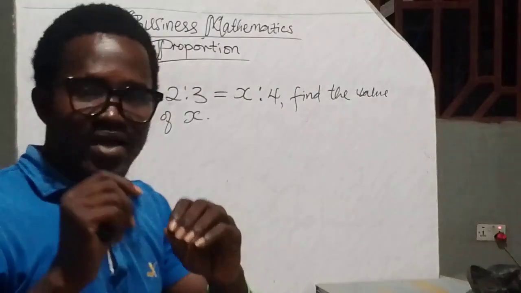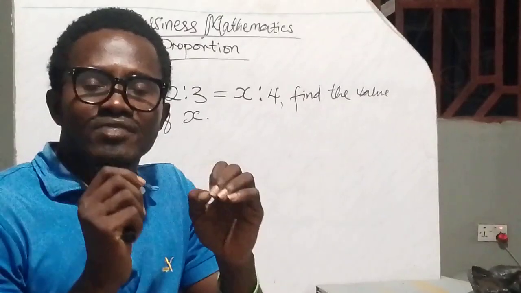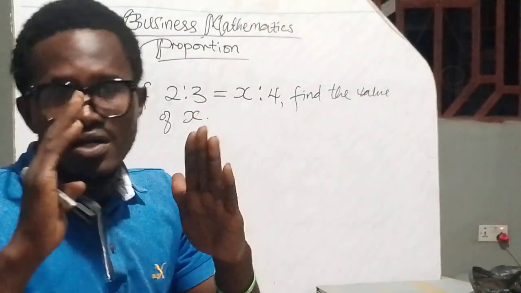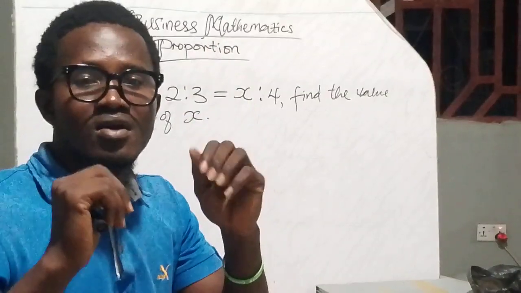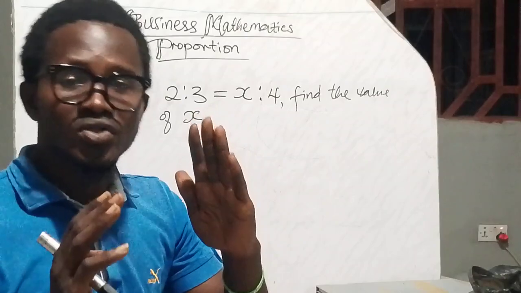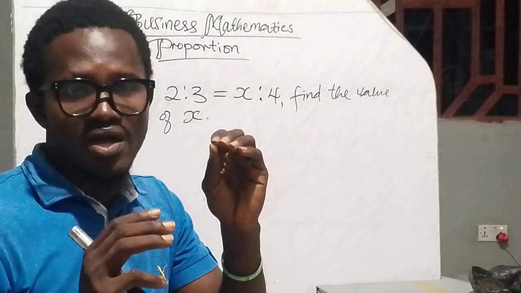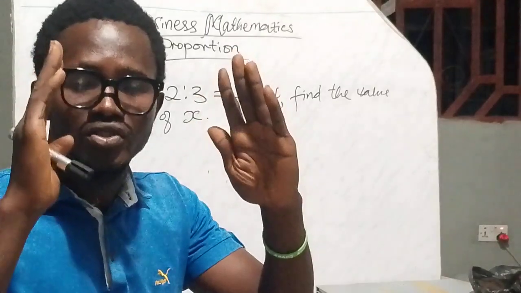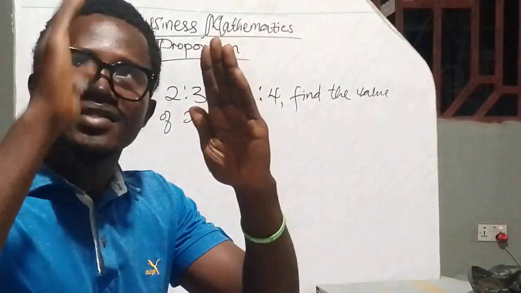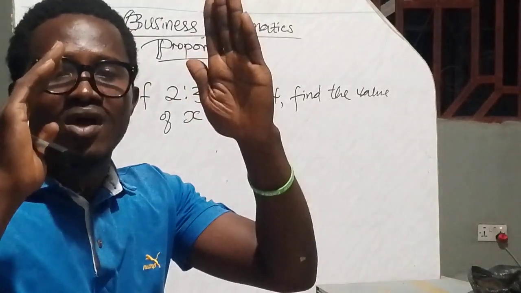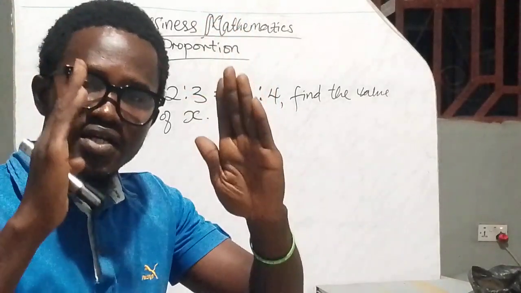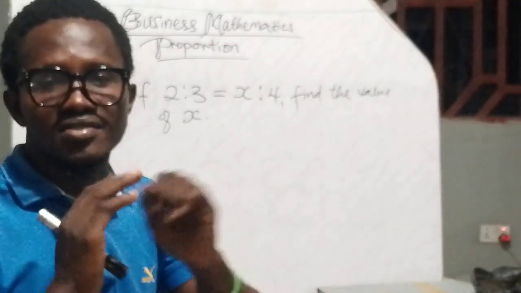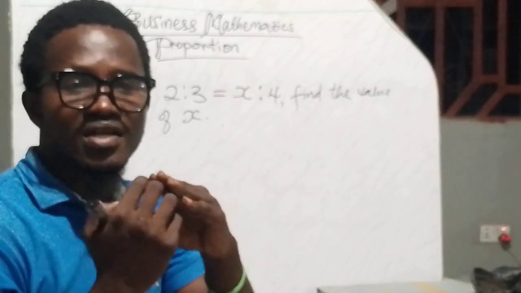Now, what do we mean by direct proportion? For a direct proportion, when two quantities are being compared, an increase in one is leading to an increase in the other, or a decrease in one is also leading to a decrease in the other. Put simply, both quantities are moving in the same direction. As the one increases, the other also increases. As the one decreases, so also does the other. That is a direct proportion. Let me bring you an instance.